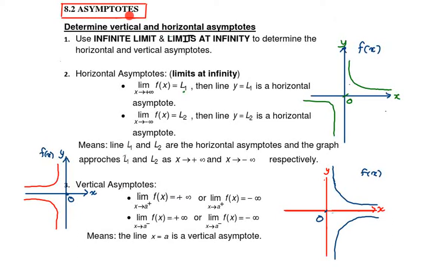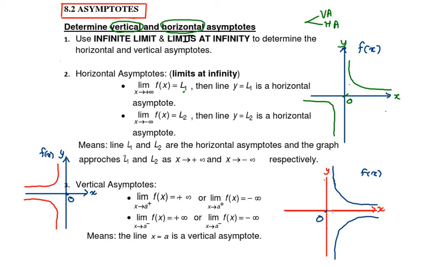8.2 Asymptote. Determine vertical and horizontal asymptotes. There are two asymptotes, vertical asymptote and horizontal asymptote.